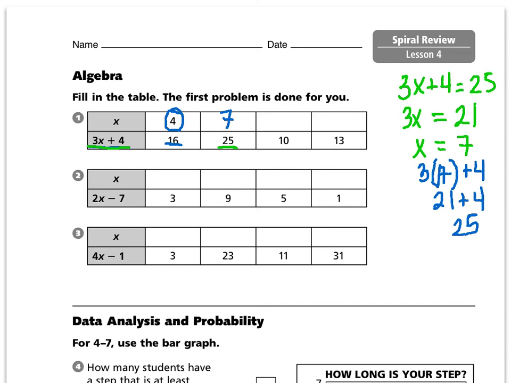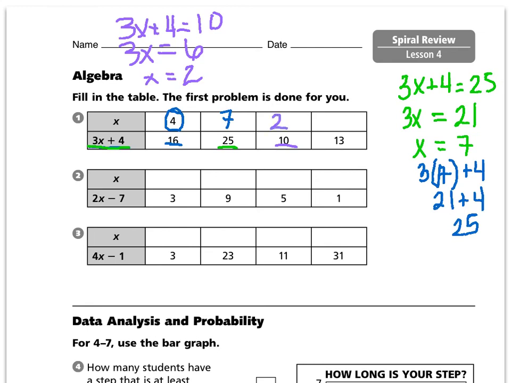Let's do the same thing. We're going to plug in 10. And I would have 3x plus 4 equals 10. And I would do 3x and then the inverse of plus 4 is minus 4, so 10 minus 4 is going to be 6. And then x equals 6 divided by 3 because I'm doing the inverse of 3 times, and that's going to equal 2. Remember to check your answers.